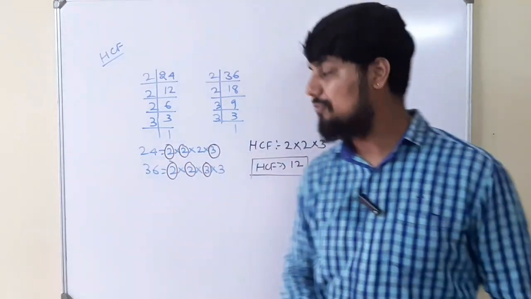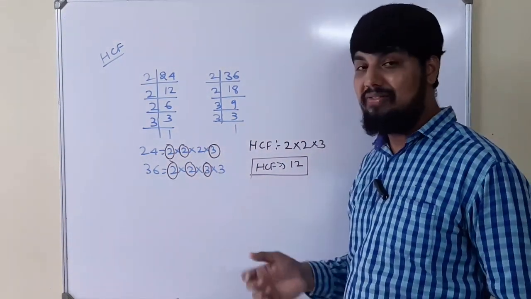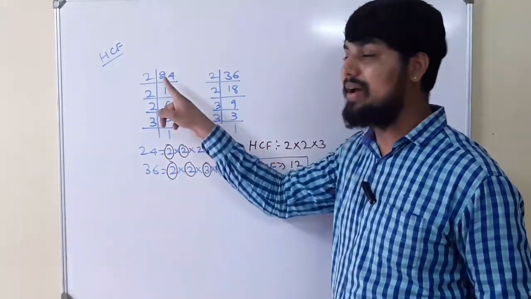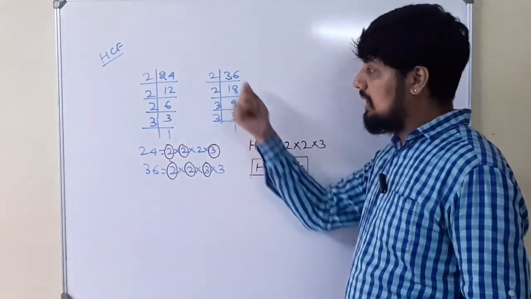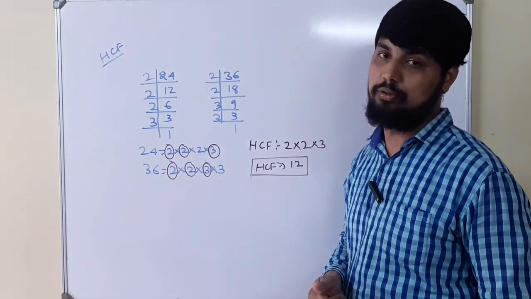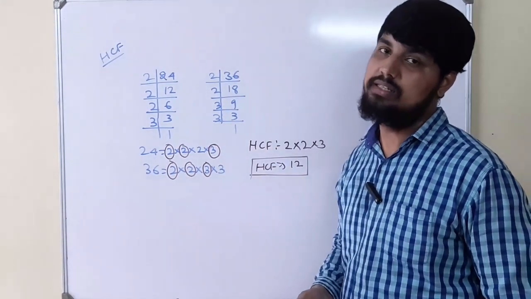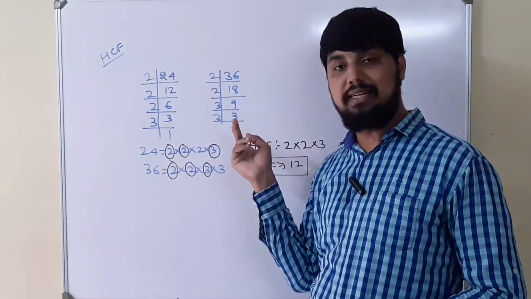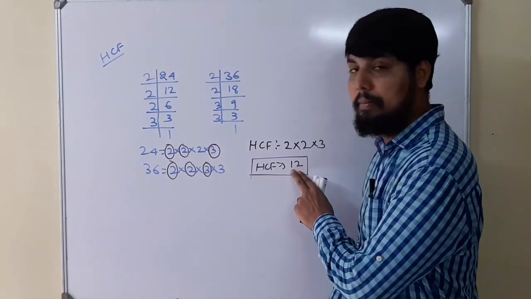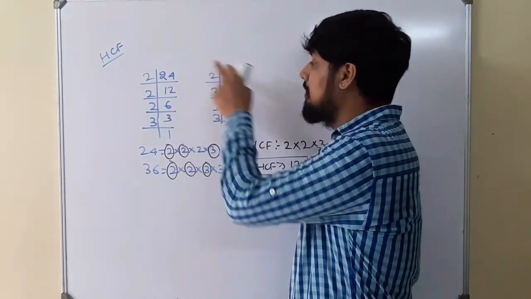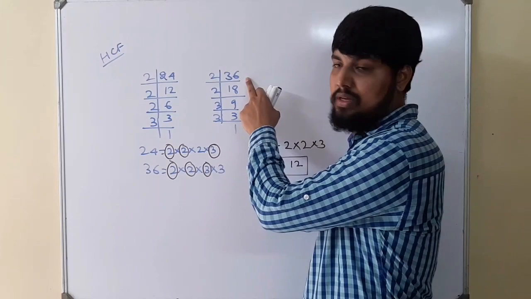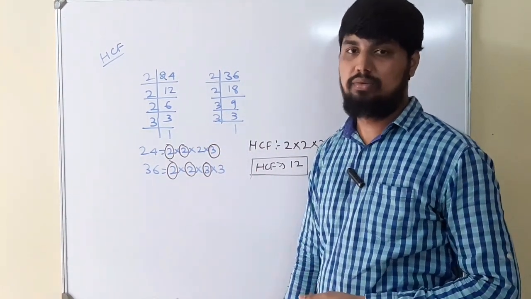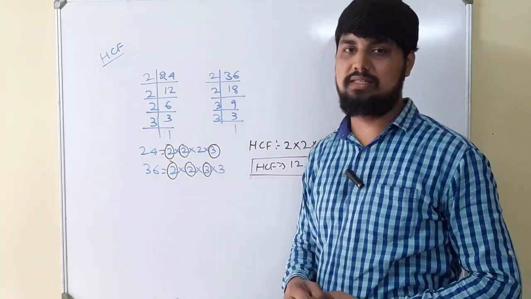So HCF is 12. What does it mean? It means that 12 is the highest number which completely divides 24. We can see 12 2s are 24, and 12 also divides 36: 12 3s are 36. There are many numbers which individually divide 24, and which individually divide 36 also, but we have to find a common number which divides 24 as well as 36. So in this case 12 is the highest number which completely divides both the numbers. This is the concept of HCF.